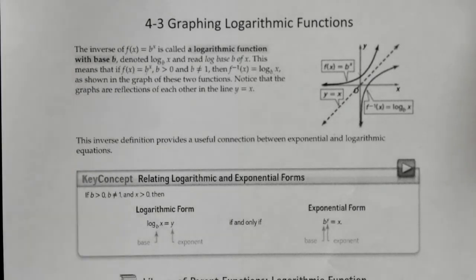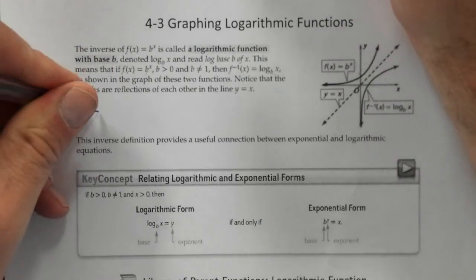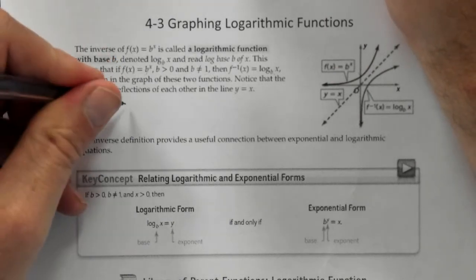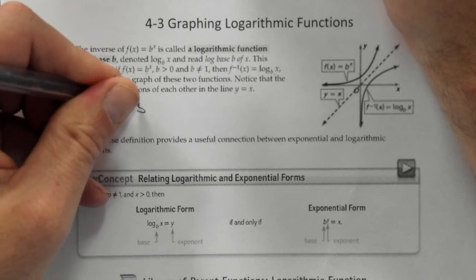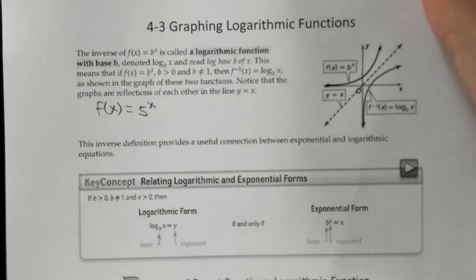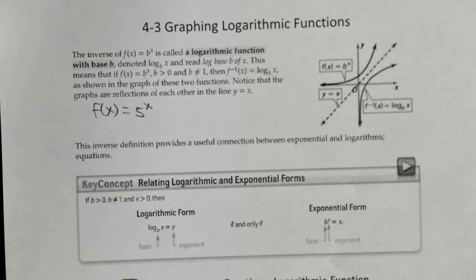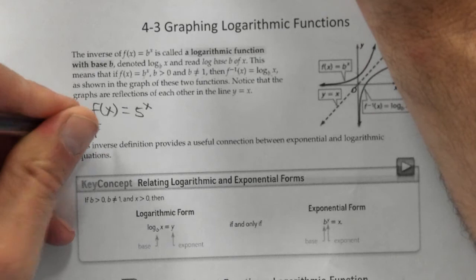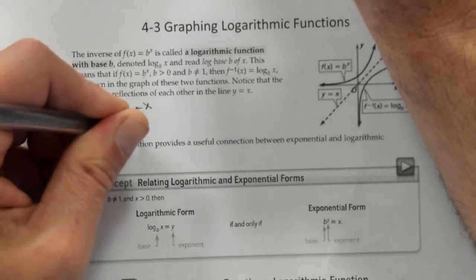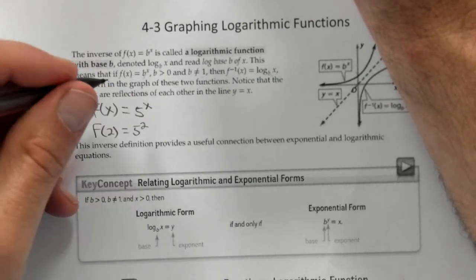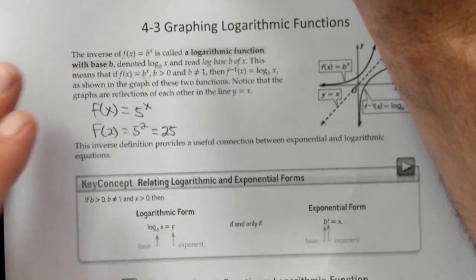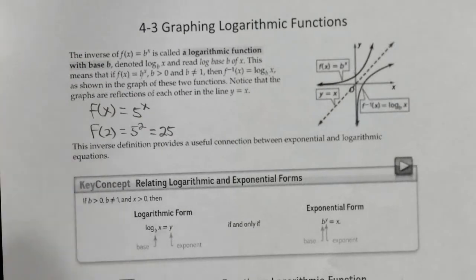As a matter of fact, that's the illustration I want to give to you right now. So suppose I have this example. f of x equals 5 to the x power. There's my function, right? And so let's just evaluate this for f of 2. So I'm going to put 2 in for x. That's 5 squared. Well, what does 5 squared equal? 25. All right? And so let's take a look at the inverse of this function.